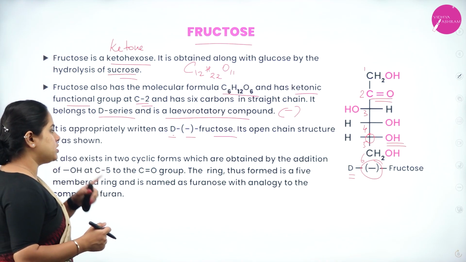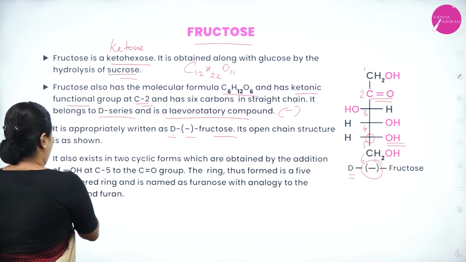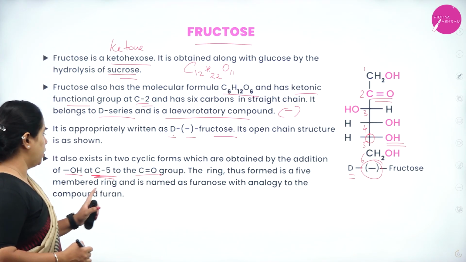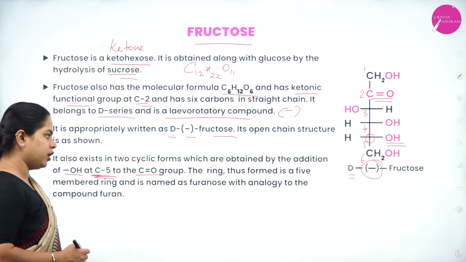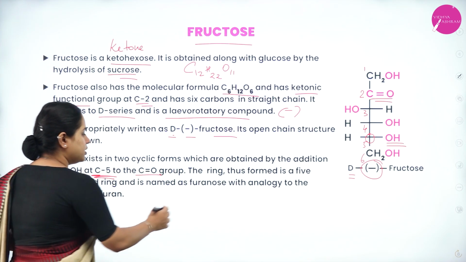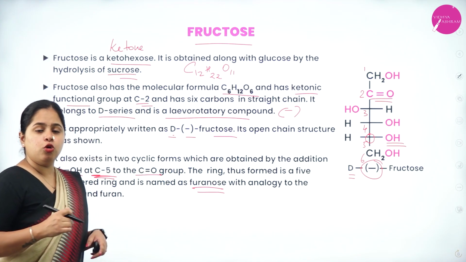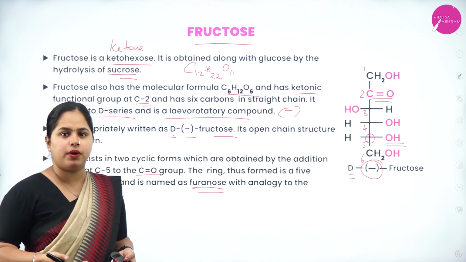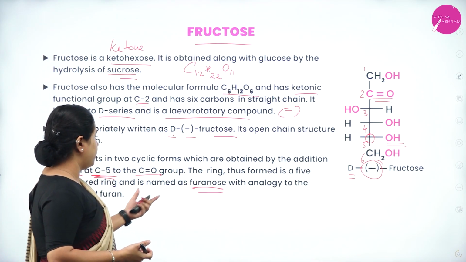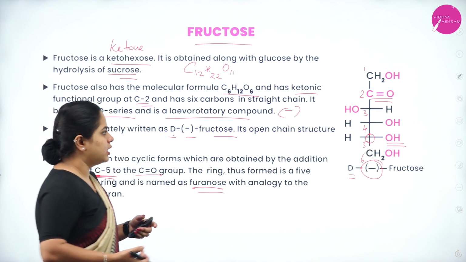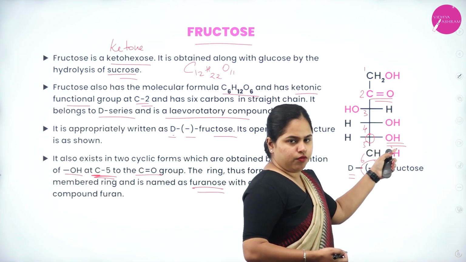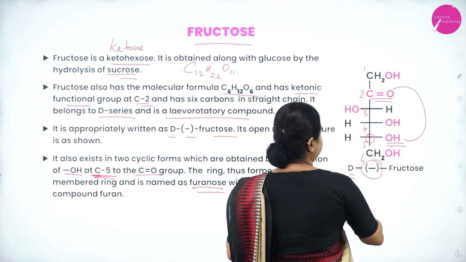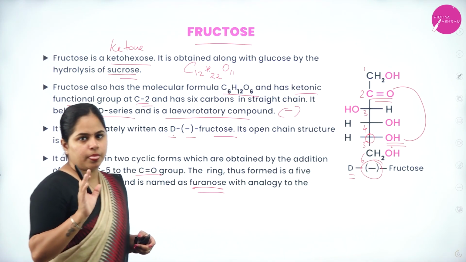It also exists in 2 cyclic forms which are obtained by the addition of OH at the C5 to the ketonic group, that is the carbonyl group. The ring thus formed is a 5-membered ring and is named furanose with analogy to the compound furan. So this is called a furanose structure. Glucose was called a pyranose structure because once it forms a ring, it is a 6-membered ring, right? But here it is going to be a 5-membered ring because this hydroxyl group is going to form a ring with the second carbon atom. So in total you will have a 5-membered ring structure.